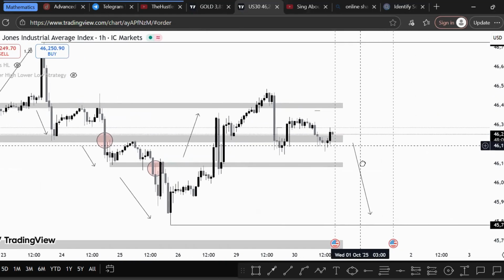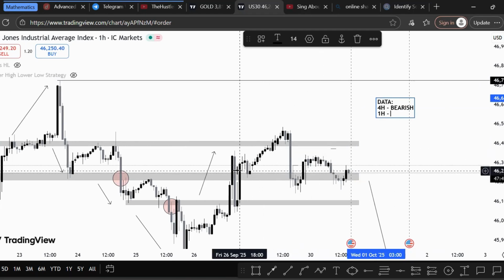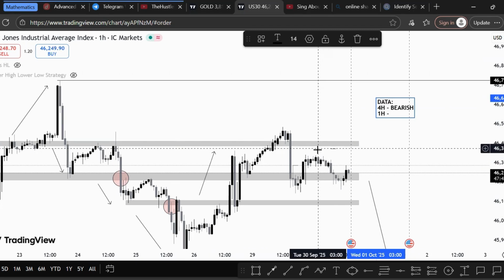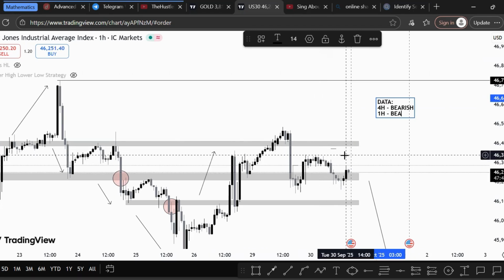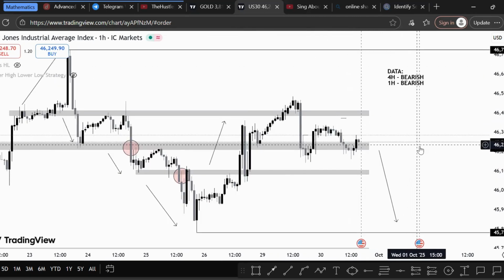Now you can probably make a side note, let's say data, and say 4 hour, then you say bearish, just to help you not forget. Then 1 hour, because we just had a lower high on 1 hour, we were bullish, but then we just had a lower high created. So you see, it's also bearish, right? Now you want to move to also smaller time frames where you will be able to get those entries.